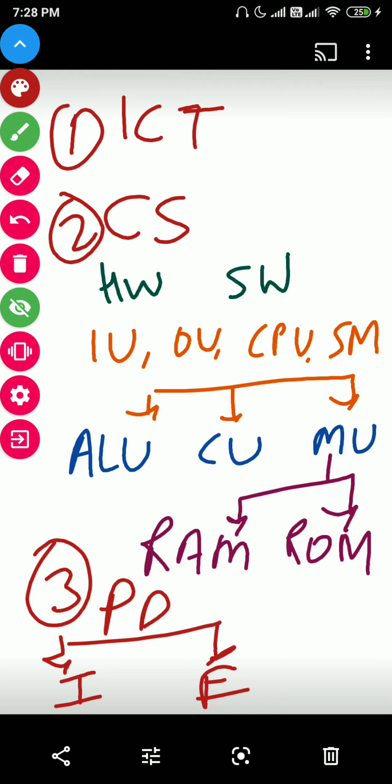Then computer system. Computer system can be classified in two categories. First is hardware and software, and second is input unit, output unit, CPU and storage media, that is secondary memory. CPU is further divided into arithmetic logic unit, memory unit and control unit. Memory unit is further divided into RAM and ROM. Third topic is peripheral devices, divided into internal and external peripheral devices. So class, we will take these three topics one by one. Clear?